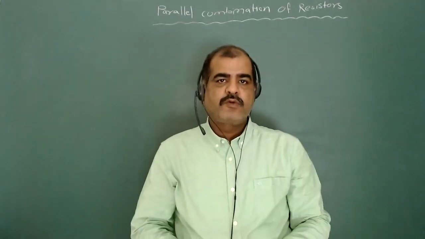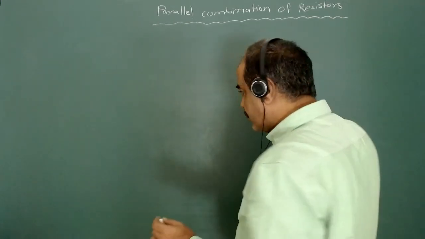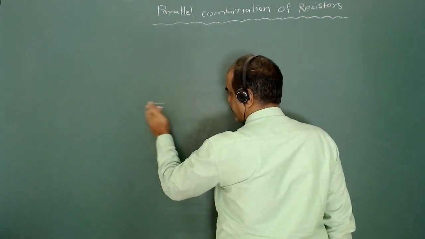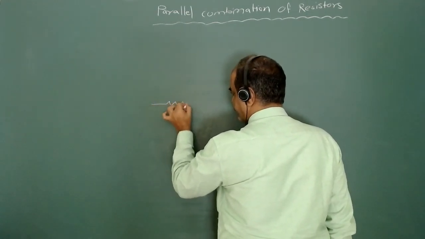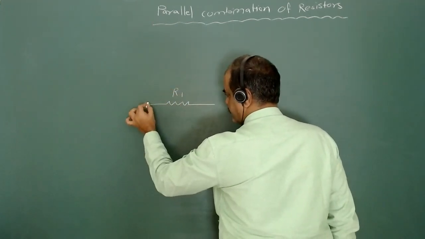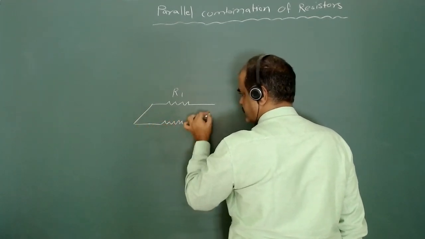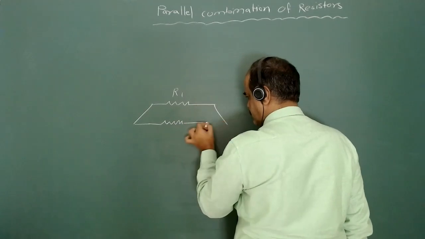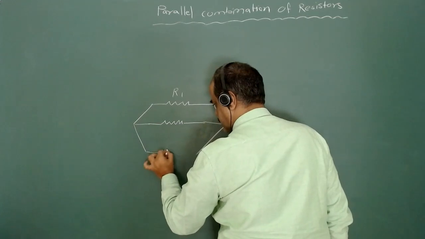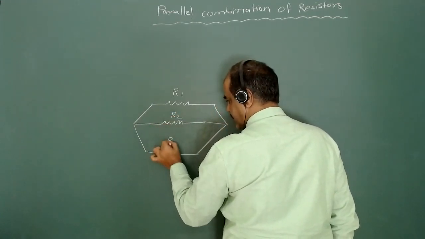Morning, students. Today we are going to learn parallel combination of resistors. Two or more resistors are connected in such a way, for example, I am drawing here three resistances R1, R2, and R3. This is R1, this is R2, and this is R3.